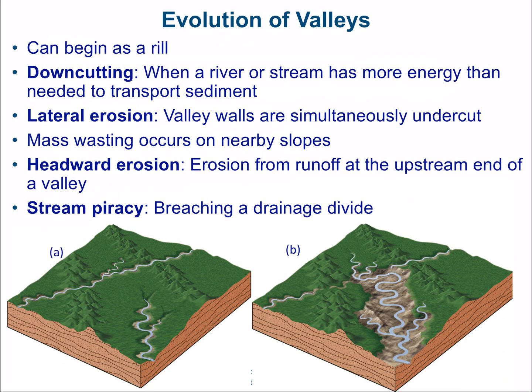Okay, so if we look at this first picture, A, we see that the stream is widening because of lateral erosion and mass wasting. Notice how it starts to get bigger because of that widening. In picture B, your stream continues to widen. You get a lot of headward erosion, and you also have stream piracy happening. Notice your stream has breached this area right in here.